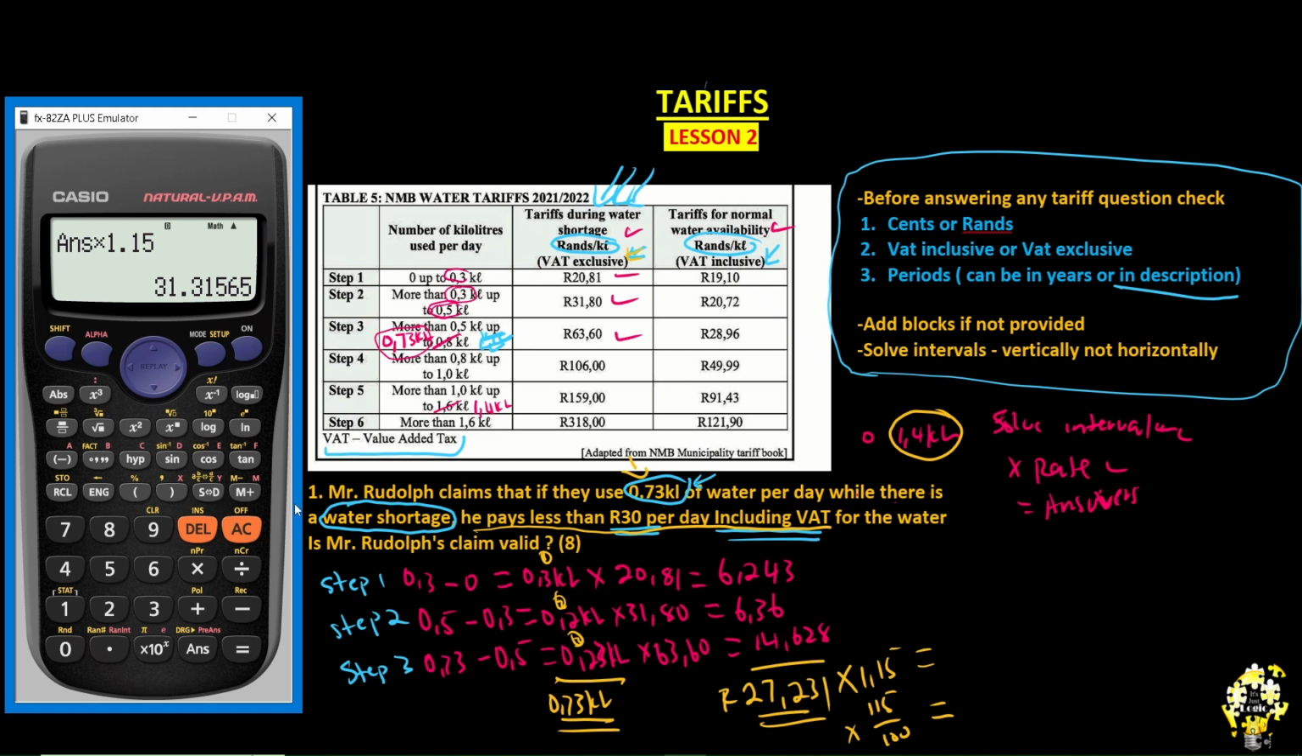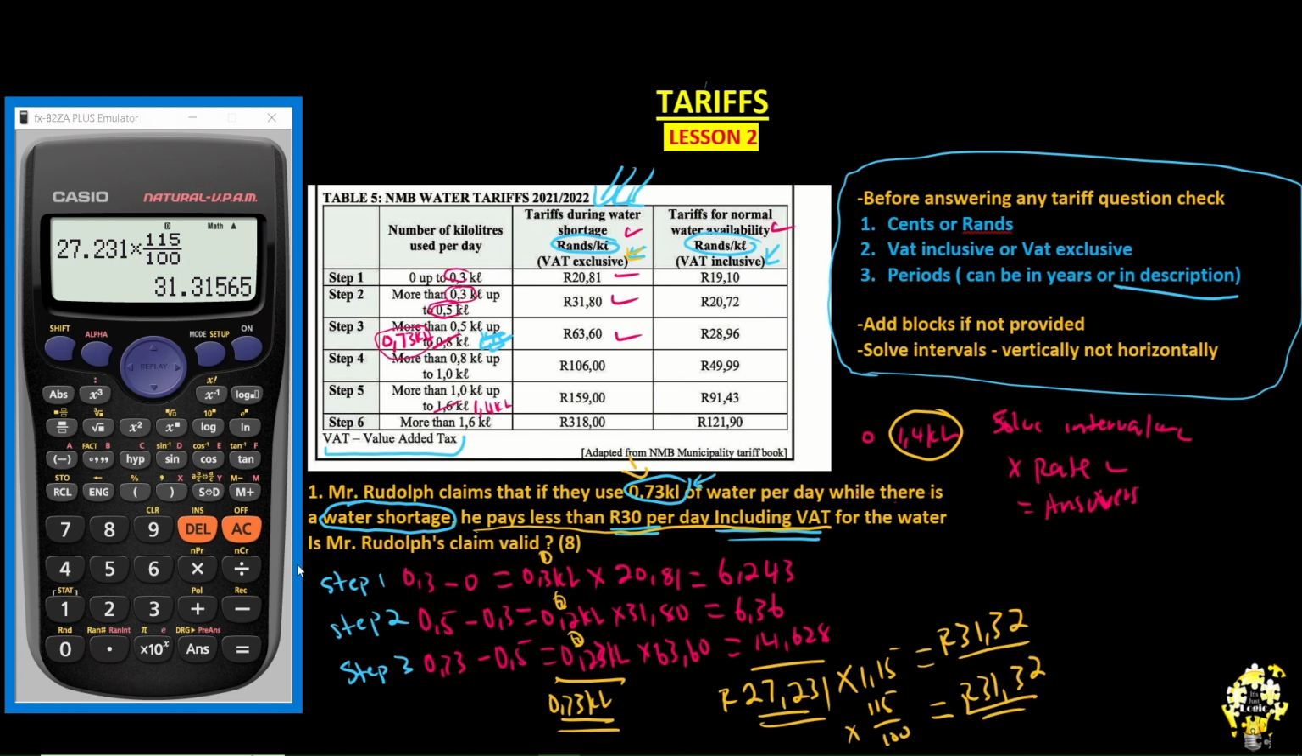What are we getting? We're getting 31. So R31 point. We can round this off to 2 decimal places because the final answer is 31.32. Let's see if we use the other one: 27.231 multiplied by 115 over 100. We are still getting the same thing, 31.32 rounded off to 2 decimal places.